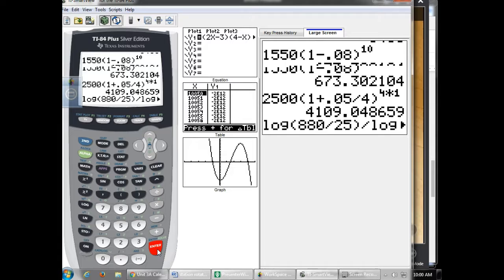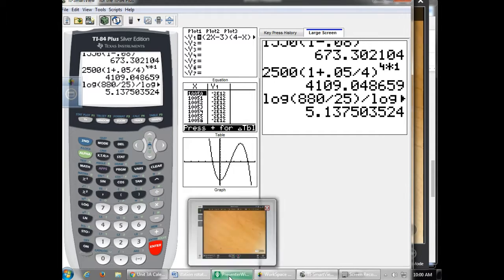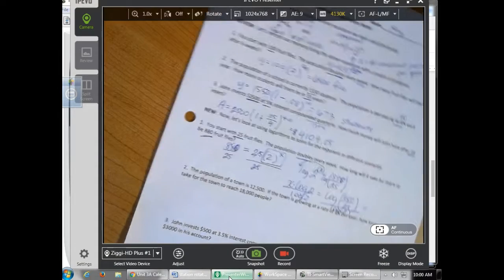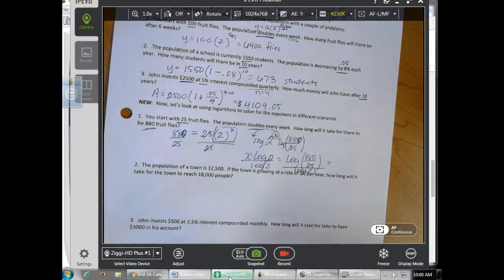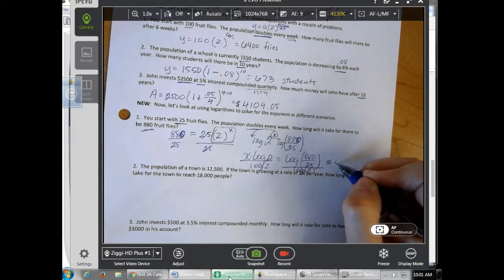And that is going to give me 5.14. So that is the number of time periods. So let's go back and look at what that means. It's the number of time periods, so it's going to be a little bit more than 5 weeks. I'll put approximately 5.